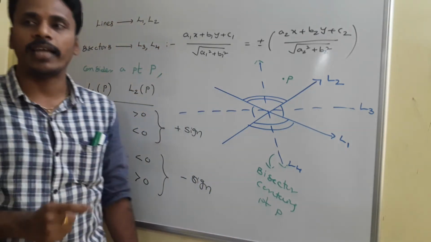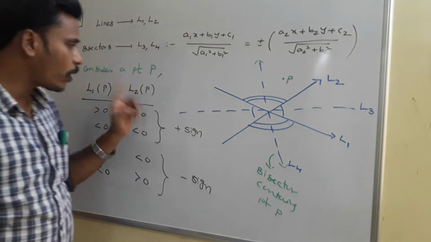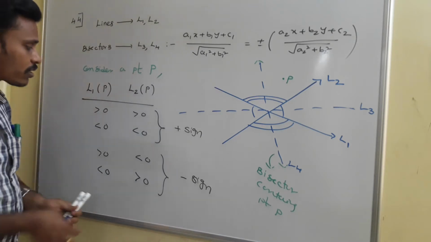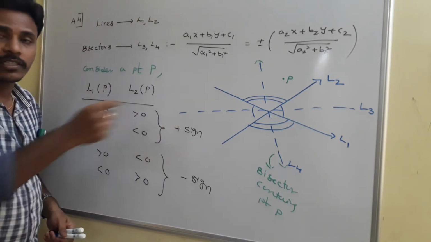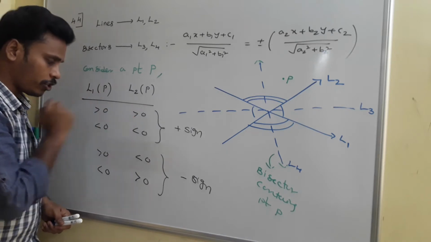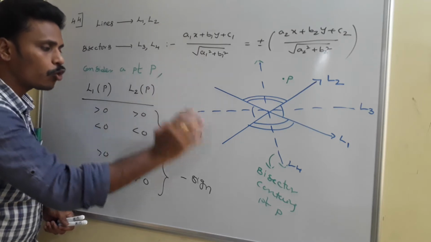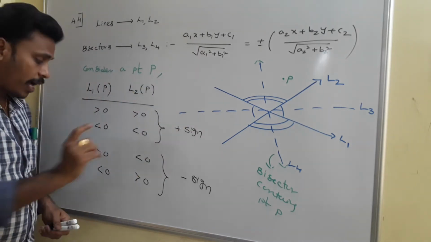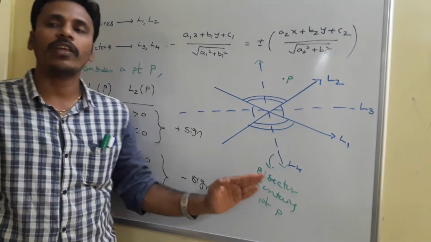To identify that, you need to substitute that point P in the first equation as well as in the second equation. Then you just observe the results, that you will get a number as a result. If both are positive or both are negative, then use plus sign to get the required bisector. And if they are of opposite signs, use minus sign to get the required bisector.